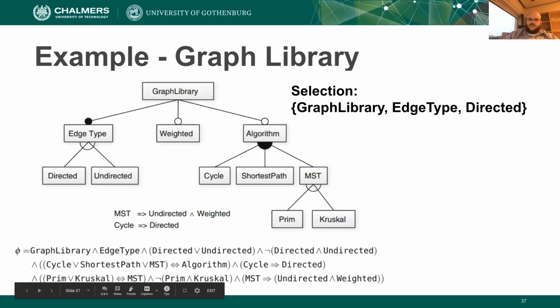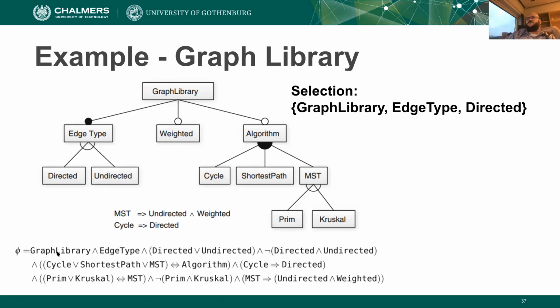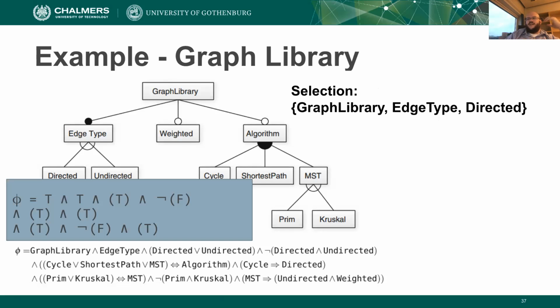Now we can take feature selections and plug them in and see if those are valid. So let's say we've chosen graph library, edge type, and directed, and then everything else we're ignoring. So what we'll do is take this formula and plug in true for each of those three and false for everything else. To see if this is a valid selection, we make that substitution. Here's what we get: graph library is true, edge type true, directed or undirected. Well, we've chosen directed, so that's true. And not directed and undirected. Well, we've only chosen one, so not false, so true, great.